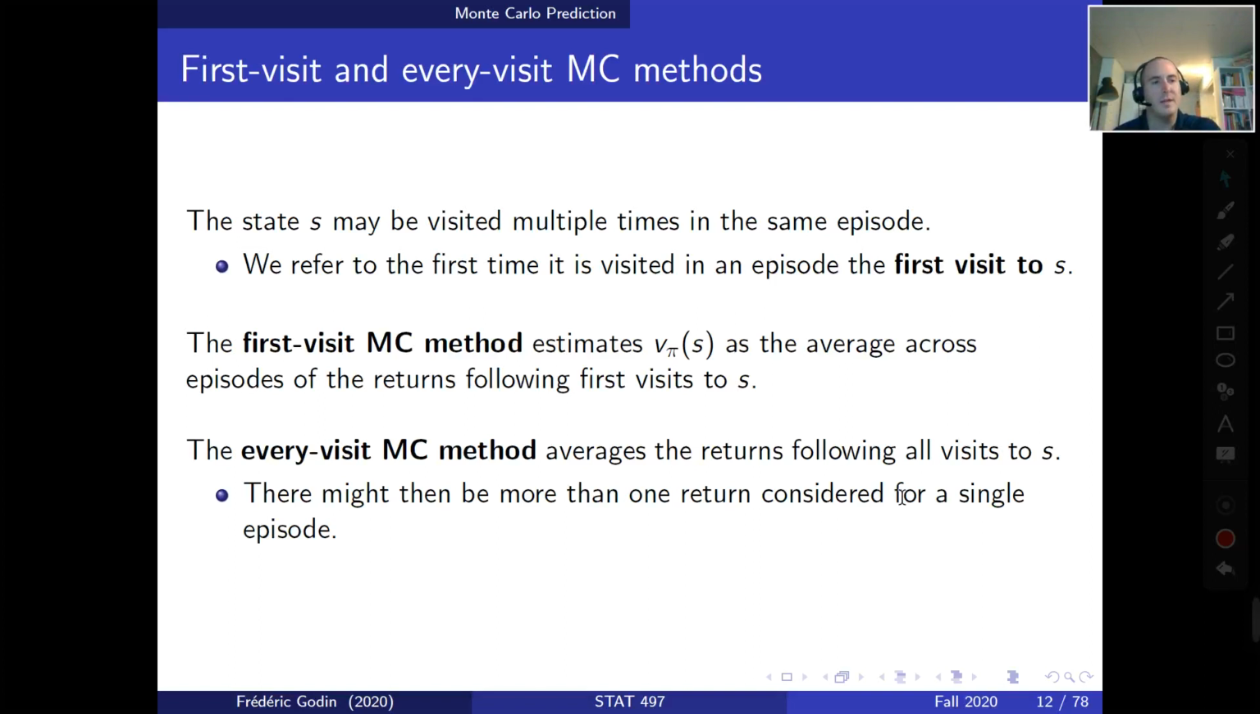So there are two distinct Monte Carlo approaches. The first one is the first visit Monte Carlo method. This method estimates the value function v pi s as the average across all episodes of the return following the first visit to s.